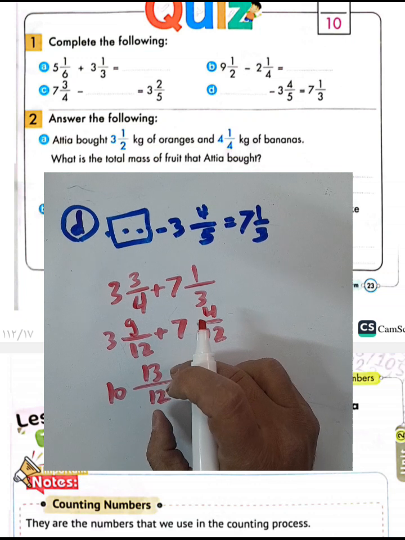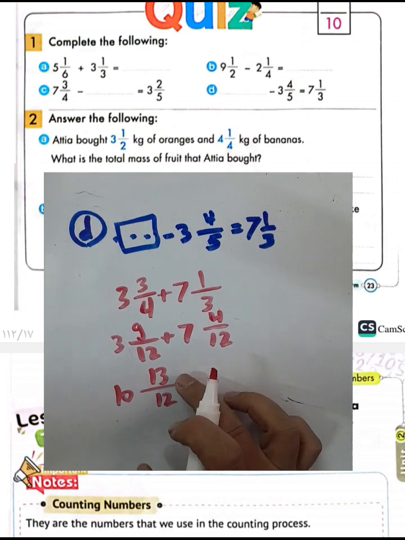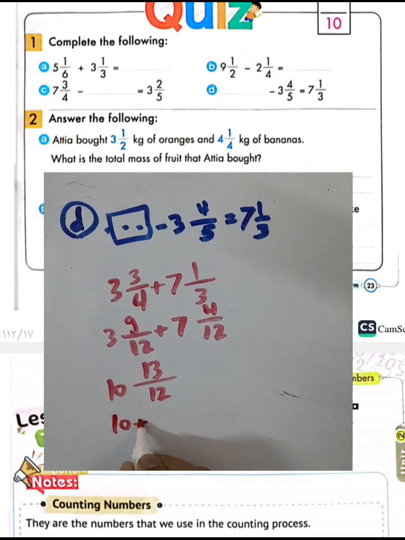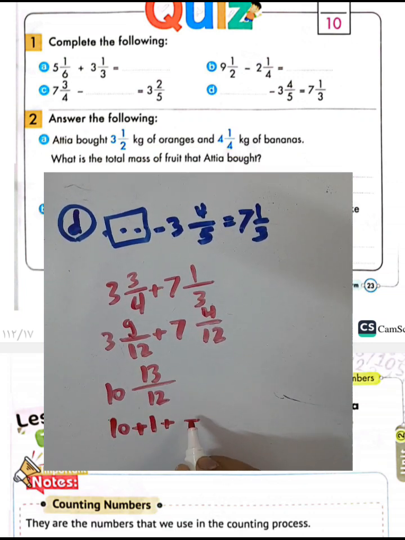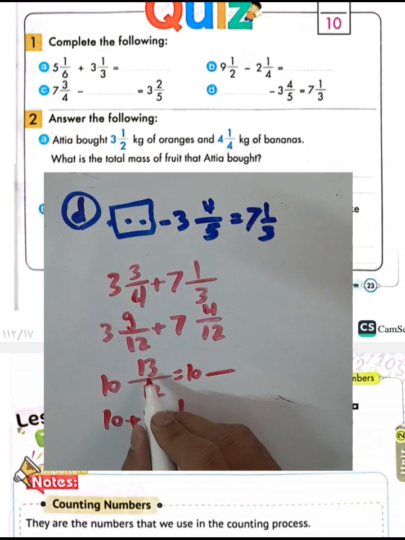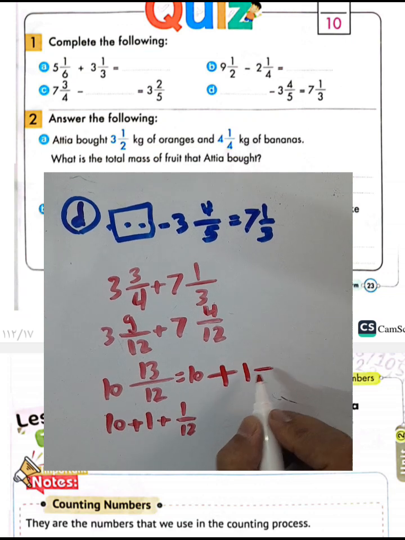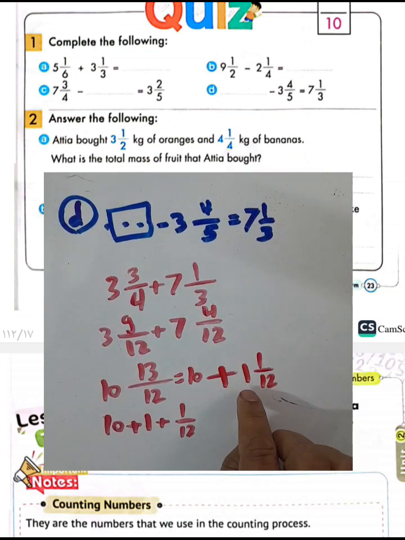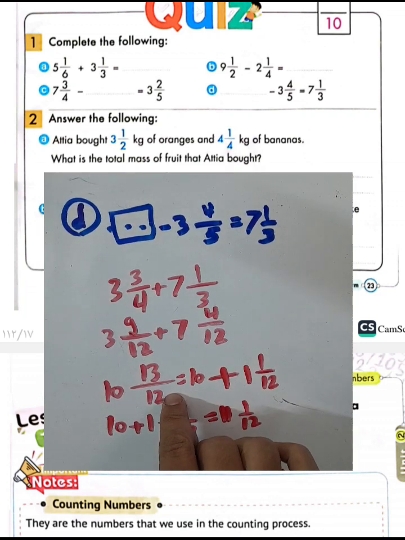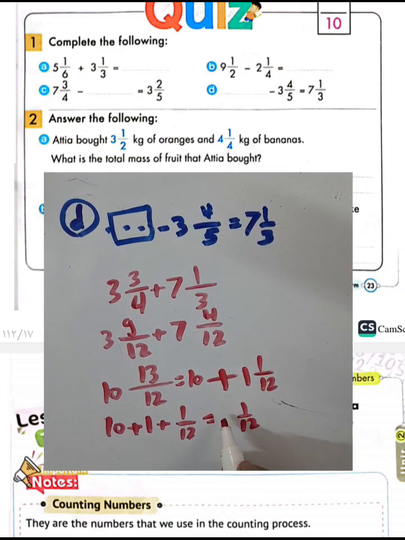We call it what? 13 over 12 is an improper fraction, and we can convert it to a mixed number. Write 10 and 13 over 12, which will be 1 and what? 1 over 12, the remainder. We write 1 outside here, then you must add 1 to 10. It will be 11 and 1 over 12. Okay, 13 divided by 12 equals 1 and remainder 1. 1 plus 10 will be 11 and remainder 1. Then the result will be 11 and 1 over 12.